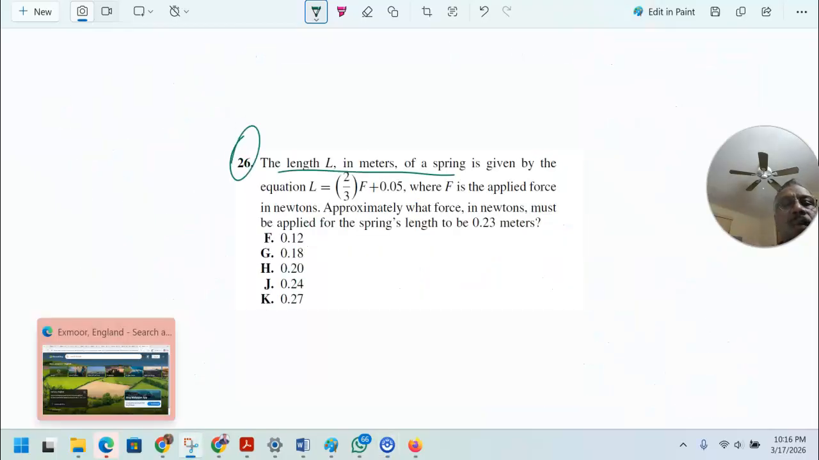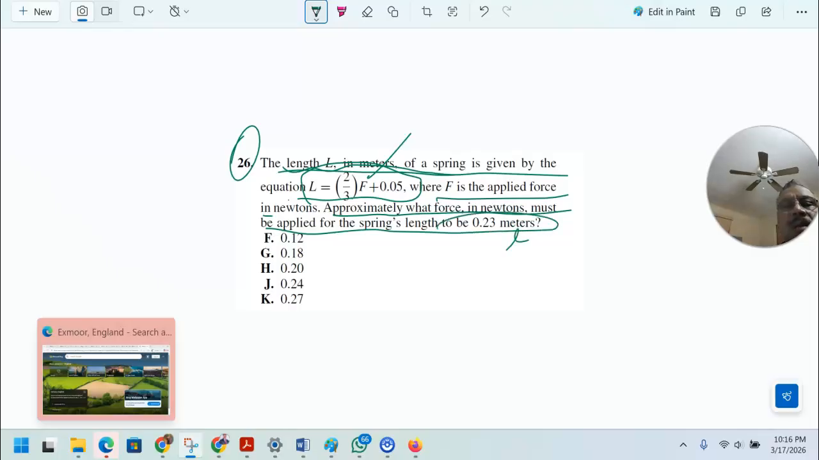Question number 26: the length of the spring is given by this formula, where F is the force applied. Approximately what force in Newtons must be applied for the spring length to be this? They give you L, so just plug in here. So 0.23 equals the expression, and then solve for F.